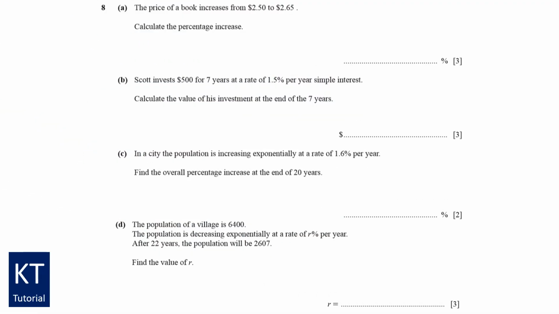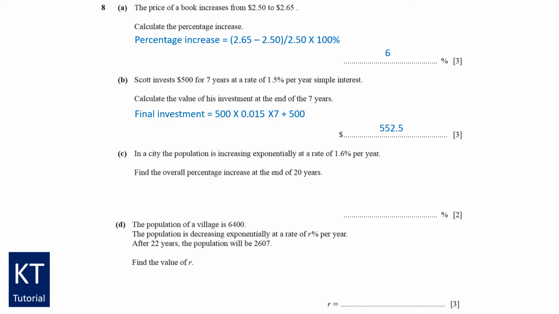Question 8a. The price of a book increases from 250 to 265. Calculate the percentage increase. It gets us to 6%. Next, Scott invests $500 for 7 years at a rate of 1.5% per year simple interest. Calculate the value of his investment at the end of the 7 years. Being simple interest, the final investment is 500 times 0.015 times 7 plus 500.